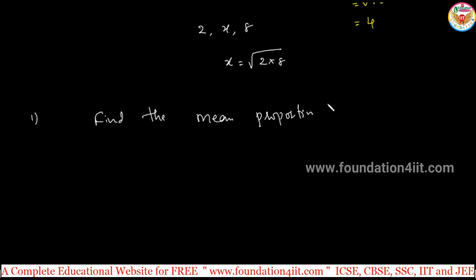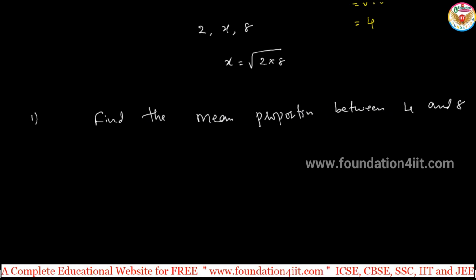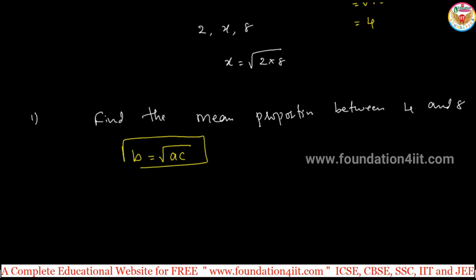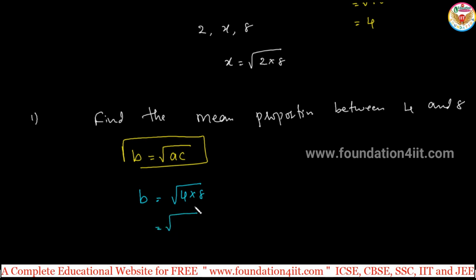Find the mean proportion between 4 and 8. So the formula is, mean proportion B is equal to square root of A into C. You can apply this formula directly. Let us take the mean proportion as B. Now that is equal to square root of A into C. So 4 into 8, 8 times 4, so 32 it is. Square root of 32. If it is possible to simplify, or else this is the answer.